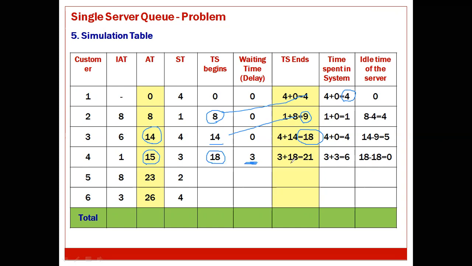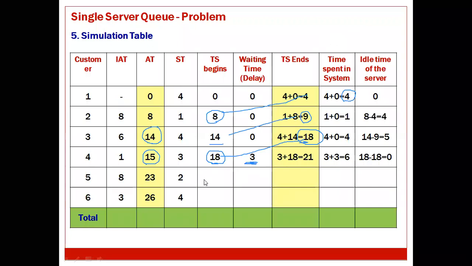Okay, and then we will see TS ends is 3 plus 18, 21. Time spent in system is 3 plus 3, 6. So 6 minutes it has become. Okay, so idle time: the previous customer ended at 18 and he started at 18. So 18 minus 18, 0. Okay, so the next one, let us see how you will find out.